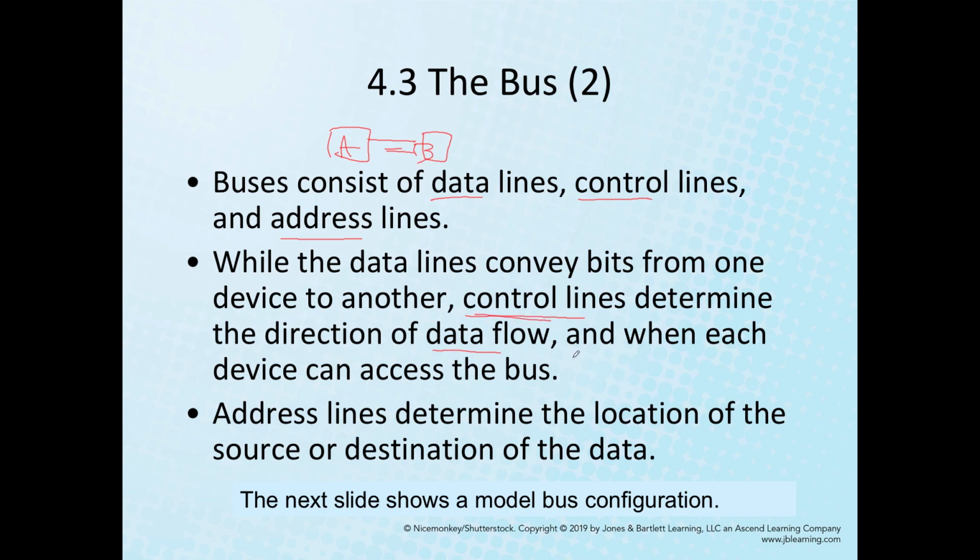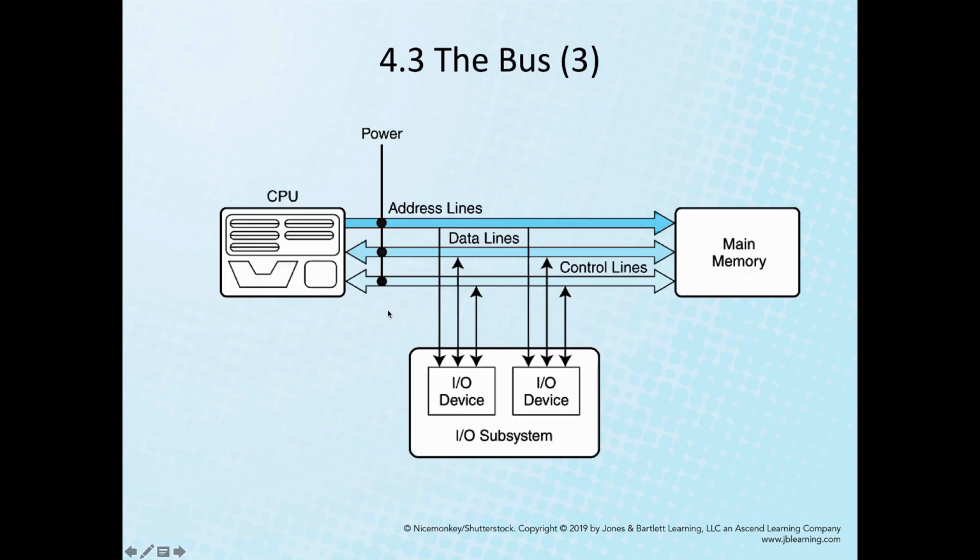And then there is another line called the address line. The address line determines exactly where inside A or B you are referring to. Suppose this one is a memory and this one is some CPU, then the address line determines which memory address you want to store data to or retrieve data from. So that's address lines.